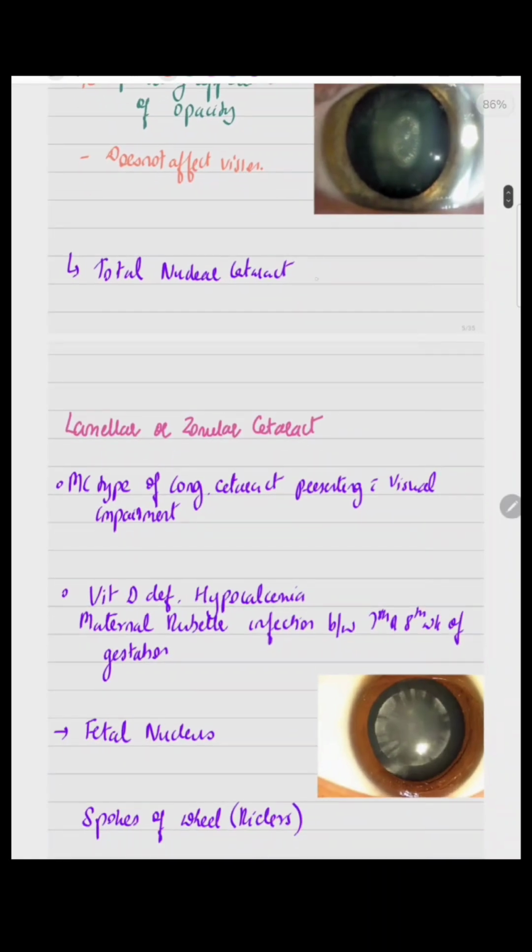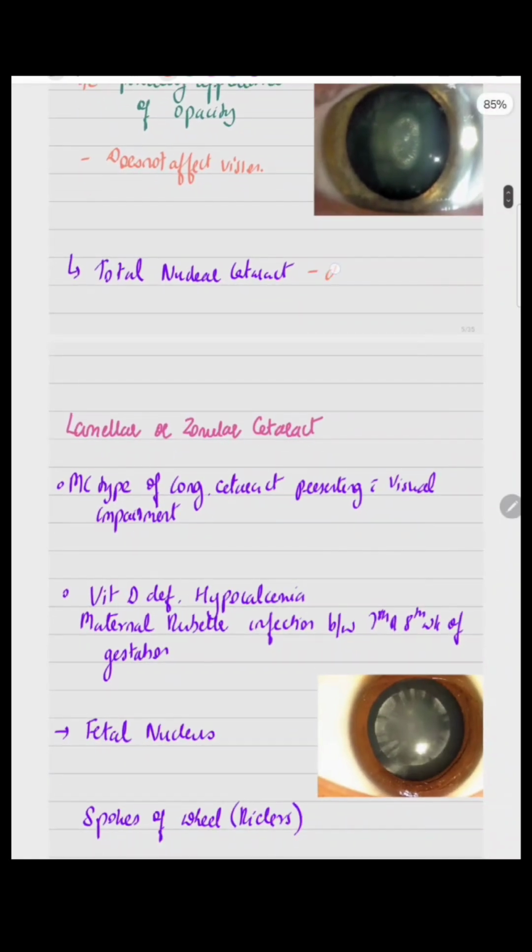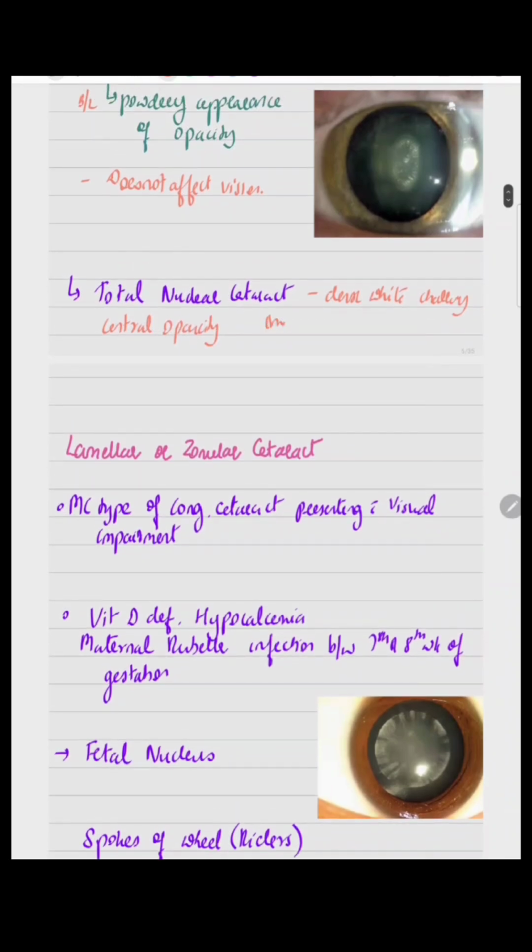The next is total nuclear cataract. It is a dense white, chalky, central opacity. It impairs vision, seriously impairing vision. It is bilateral and non-progressive.